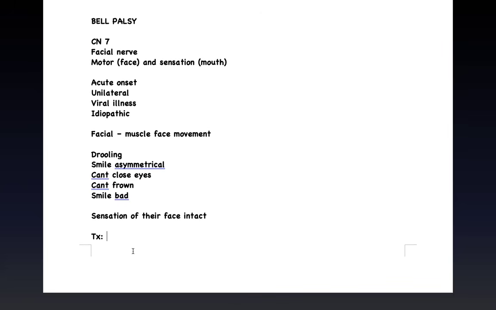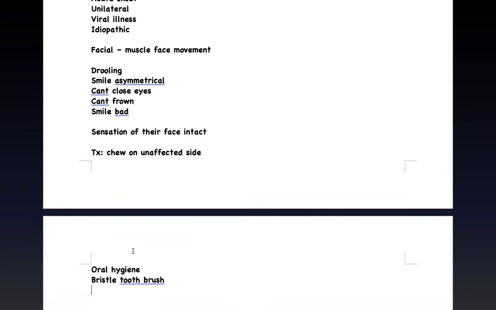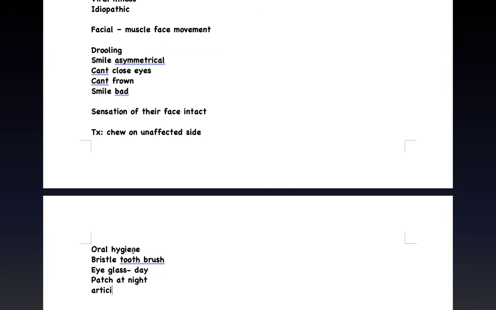Well, I know you're drilling, so chew on the unaffected side. You need good oral hygiene, some soft bristle toothbrush. Because you can't close your eyes, I need to protect your eyes, so you wear eyeglasses during the day and a patch at night. But you cannot make tears, so artificial tears. The facial nerve controls making tears, so your eyes can dry out. So you need artificial tears to do that.